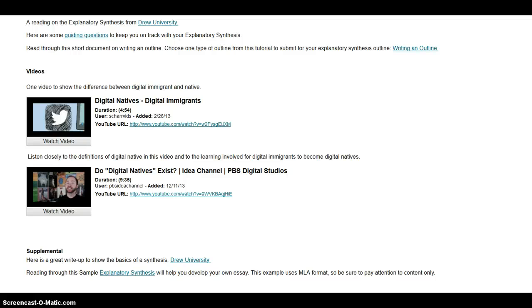We are here on Wednesday. It's the middle of Unit 3 already. Can you believe it? And we're talking about explanatory synthesis today. There are a few things I wanted to point out.